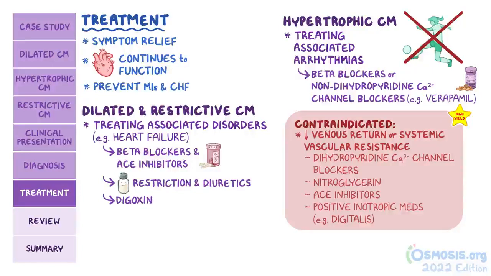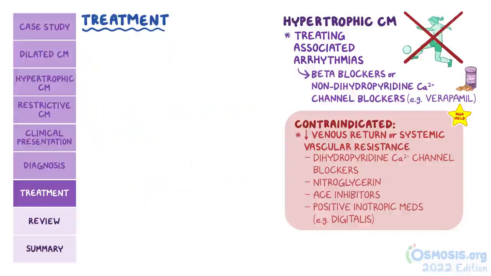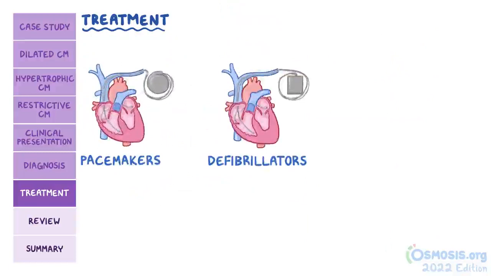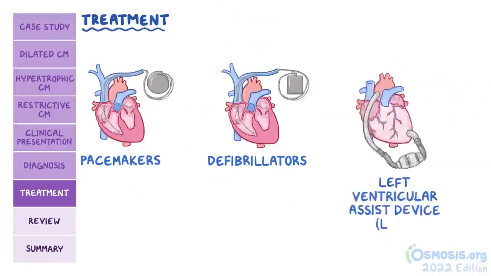Additionally, in all cardiomyopathies, those prone to fatal arrhythmias need implanted pacemakers or defibrillators. Finally, some individuals need a left ventricular assist device, or an LVAD, which is a mechanical pump that assists the heart in distributing blood. And in extreme cases, someone might have a heart transplant.